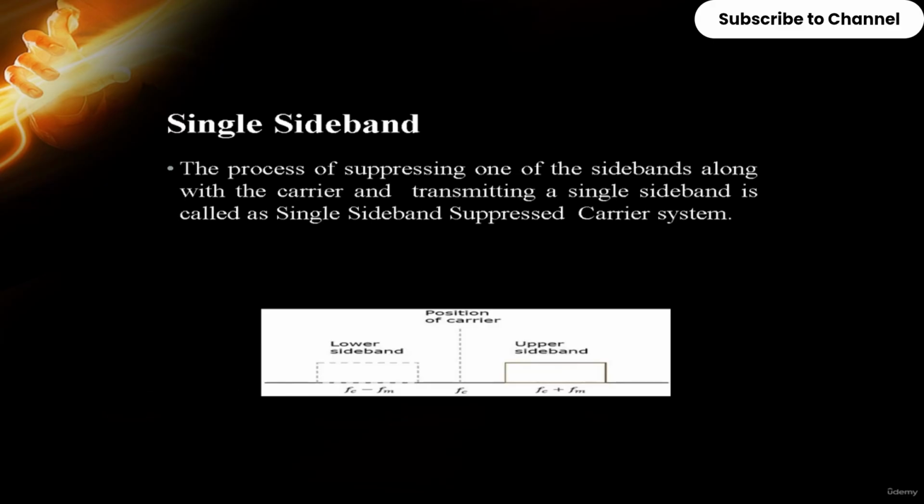In some transmissions, we need only a single sideband. A single sideband is a process of suppressing one sideband along with the carrier and transmitting only a single sideband. So here in this diagram, the lower sideband is suppressed, and only the upper sideband is used to transfer the messages, like FC plus FM. Some applications need only one sideband, and in those cases this type of sideband is used.